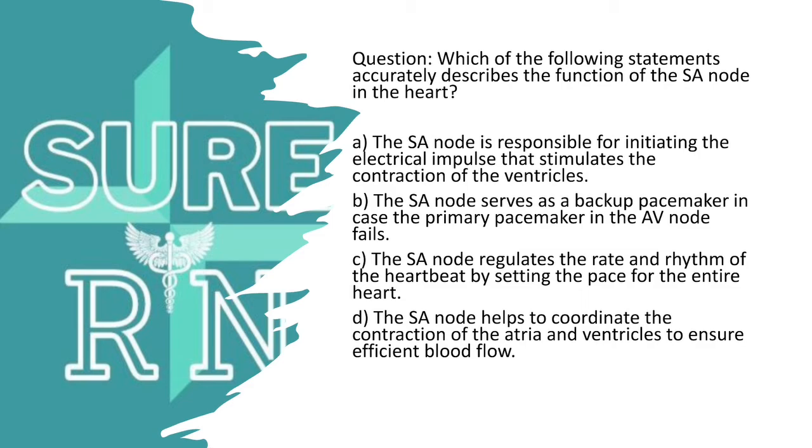Okay? And letter D is wrong because it says the SA node helps to coordinate the contraction of the atria and ventricles to ensure efficient blood flow. No, no. When the impulse is on the SA node, the atrium will contract. When the impulse goes down to the AV node, there is a slight delay to allow ventricular filling. And when the impulse goes to the bundles, your right and left bundles, the bundle of His, then there is ventricular depolarization. And then when the impulse goes to the Purkinje fibers, it completes the cardiac cycle.